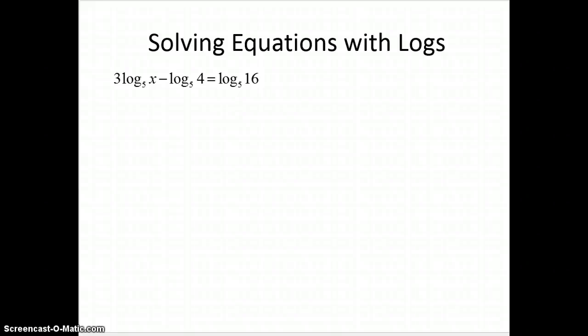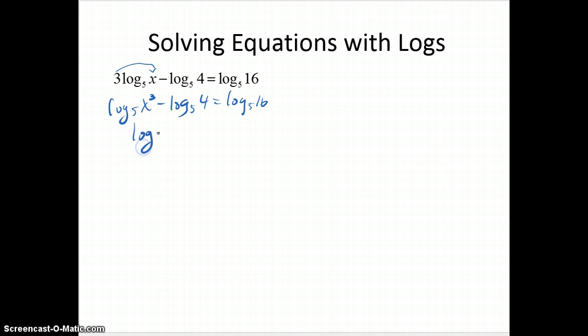Right? When we're solving equations with logs, here's where we're really going to have to use these properties and kind of manipulate and just kind of see where it goes. The first thing that I'm going to do on this is take this 3 and represent it with the x. So I'm going to write this as log base 5 of x to the third minus log base 5 of 4. Okay, and my advice on this is if you can combine logarithms into a single logarithm, I would. So here we have a subtraction, so using that quotient, we can say this is log base 5 of x to the third over 4, and that equals log base 5 of 16.